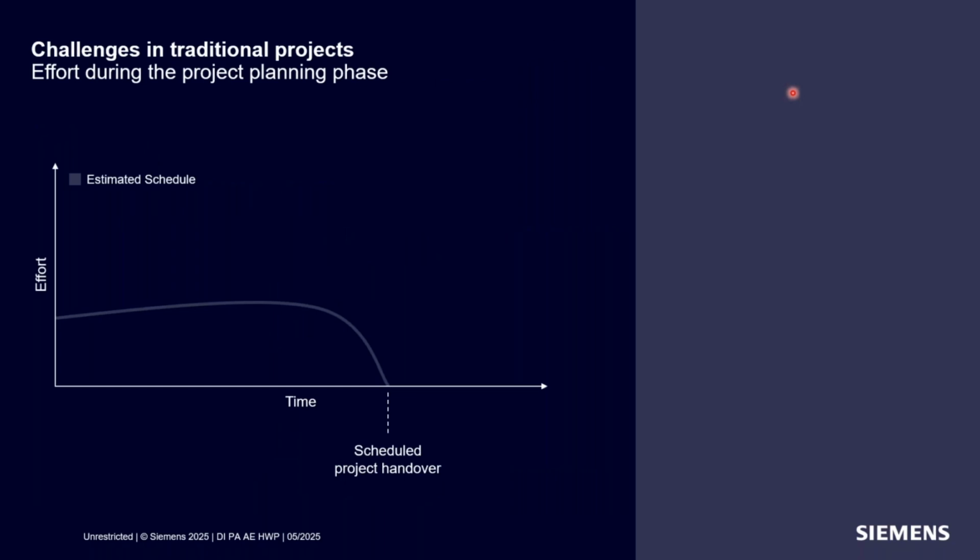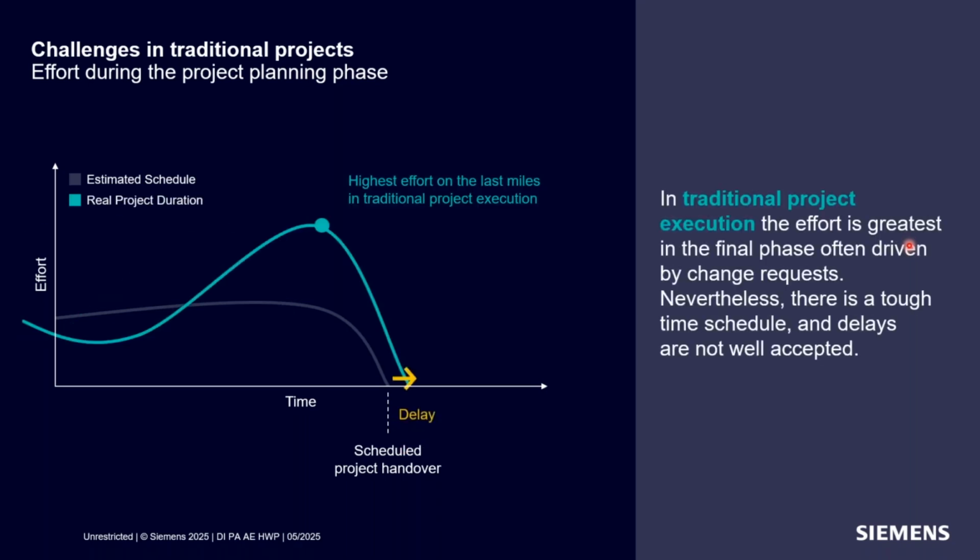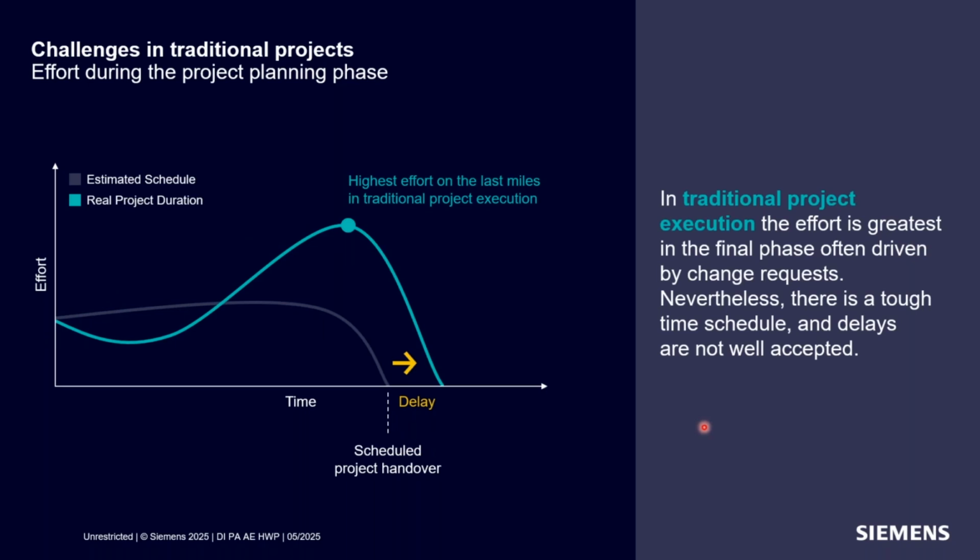Why develop a new variant? When we decided to develop a new one, we checked what challenges we see in traditional projects, and I think this graph shows it quite well. On the left side we see the effort and on the right side the time. In the planning of a traditional project, there is a certain point in time where the project needs to be handed over, and this time is fixed and needs to be held. If we now look at the real project duration, we see two aspects.